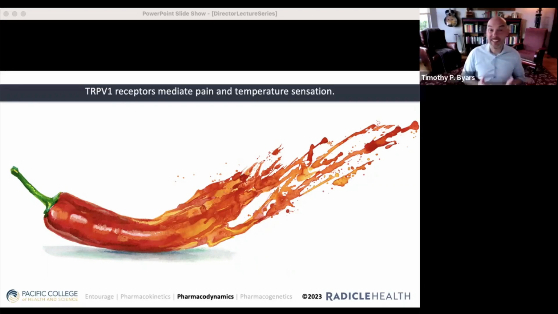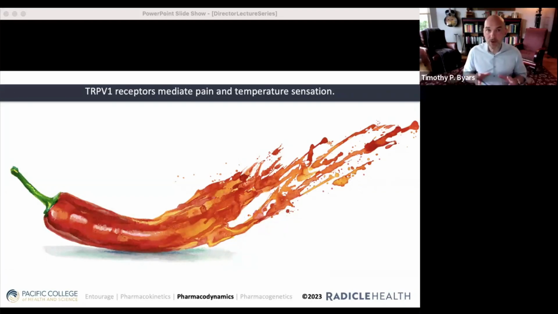These are expressed in sensory neurons. They're also expressed in the brain, but they mediate pain and temperature sensation. And they're the receptors that are best known because they're the target of capsaicin, the molecule that makes chilies taste spicy. They are activated by temperatures greater than 109 degrees Fahrenheit. So these are harmful temperatures that they're trying to make the body aware of. But they're also activated by acidic conditions, by certain compounds like capsaicin, and also by allyl isothiocyanate, that pungent compound that's in mustard and wasabi.